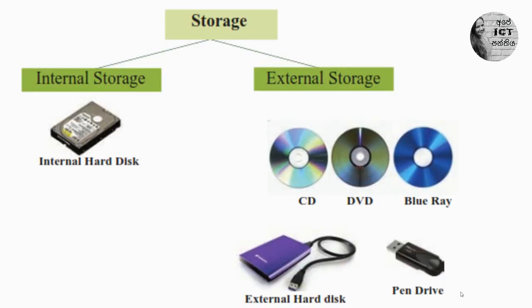When we discuss storage devices, we can mainly divide them into two parts: internal storage and external storage. For internal storage, we take the example of the internal hard disk. Can you see the internal hard disk? No. Within the computer, you cannot see the internal hard disk from the outside. It is situated within the system unit. When talking about external storage, we have CD, DVD and Blu-ray, and also the external hard disk and pen drive. You have seen those things.